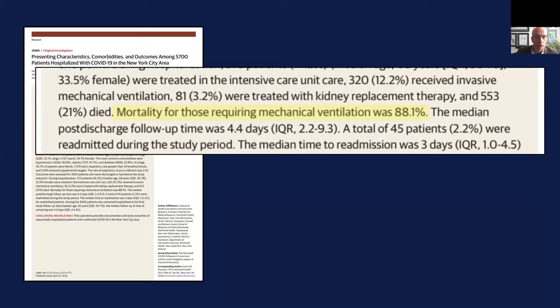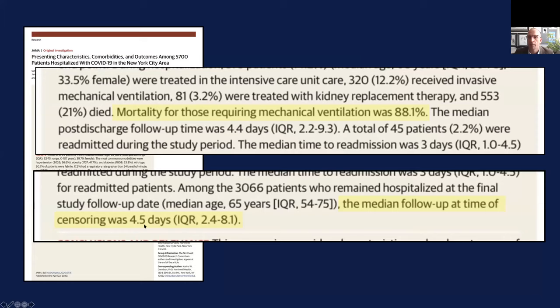This number came from a really inappropriate reporting of a profoundly censored group. The median follow-up at time of censoring was 4.5 days. So if you didn't have an ultimate outcome, extubated and alive or dead, at 4.5 days, you were censored. So it excluded 75% of the patients who were still on a ventilator at 4.5 days. That's where the 88% came from.